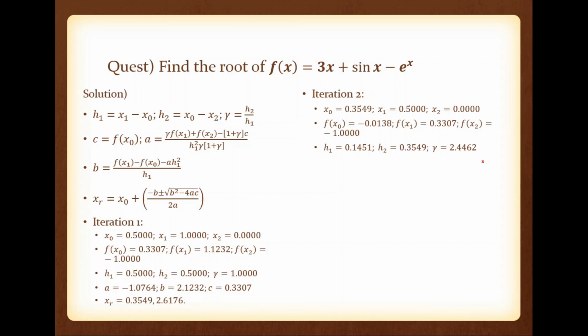Once we have this, then directly you can find C. Actually, there is no need to repeat this one. I told you this f of x0 is nothing but C. Now what is A? By substituting gamma, f of x1, f of x2, C and h1 into this equation, we have A. So A is equal to minus 0.8083. Similarly, by using this A, we can find B.